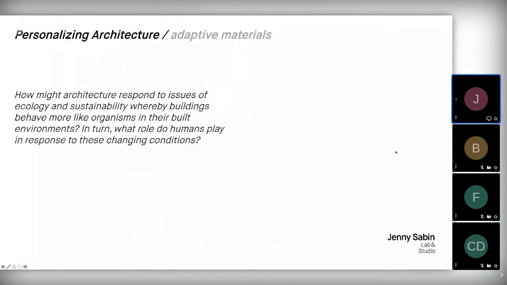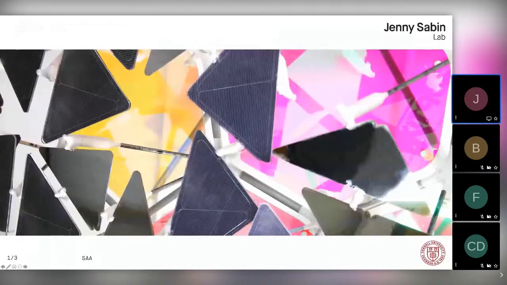So one of the primary questions that informs a lot of our core research is the following: how might architecture respond to issues of ecology and sustainability, whereby buildings behave more like organisms in their built environments? And in turn, what role do humans play in response to these changing conditions?